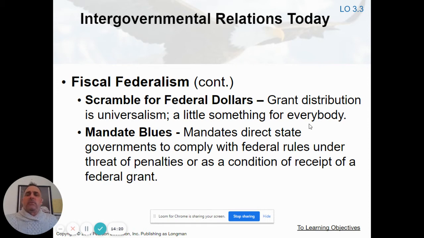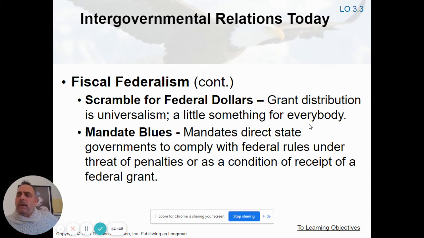Now, there's something called what they call mandate blues. This is where the federal government says you have to do this. You must comply with this rule. And if you don't, there can be a consequence for it. So it's kind of the idea of a carrot or a stick. How do you get a donkey to move? You can either dangle a carrot in front of them and entice them, reward them for moving forward, or you can get a stick and punish them if they don't move forward.